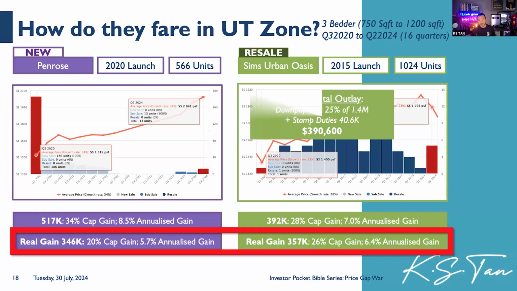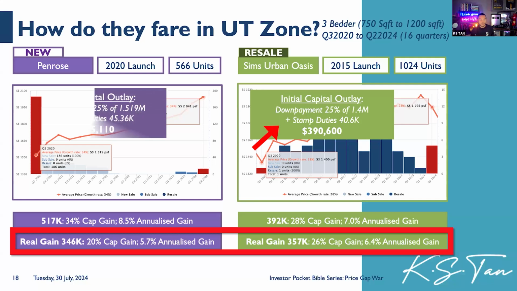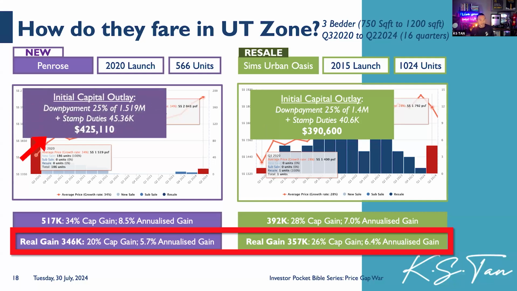So in this instance, we also want to calculate your initial outlay when you buy the property, relative to the returns of what you're getting in net margin. Okay, so for Sims Urban Oasis, we bought it at about 1.4 million, so assuming you're taking 75% max loan to value, you would have down paid about 25%. Okay, and inclusive of your stamp duty, you would have paid up to 390,000 in terms of down payment. And for Penrose, because you buy slightly more expensive at about 1.519 million, your total outlay will be about 425,000.